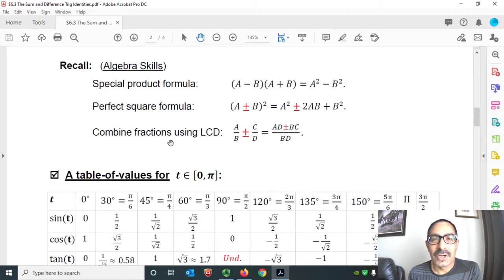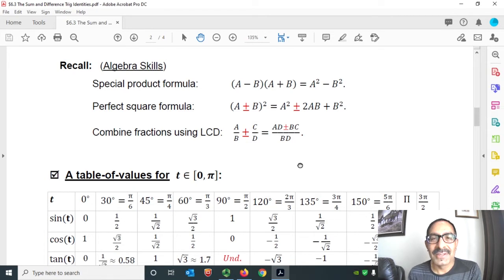You can combine terms and fractions using the LCD. Here, a over b plus c over d turns out to be, here the LCD is BD, so AD plus BC over BD. Similarly, if you have a minus sign, that is a over b minus c over d, it turns out to be AD minus BC over BD. BD is the LCD in these fractions. I hope this algebraic skill makes sense to you all.